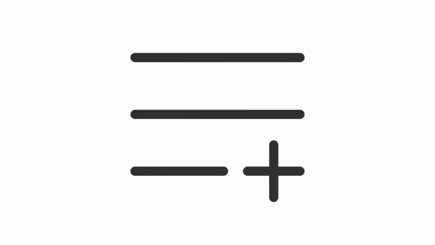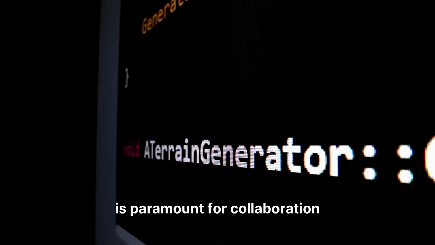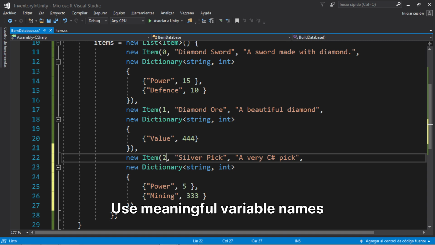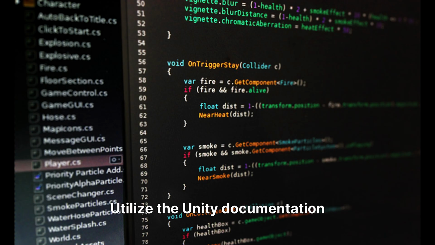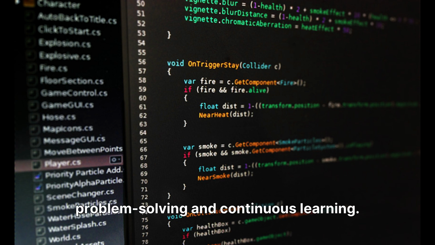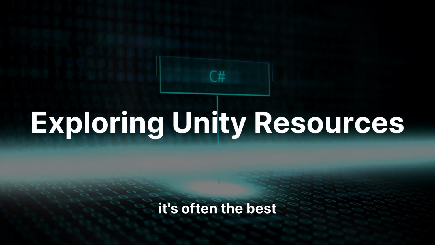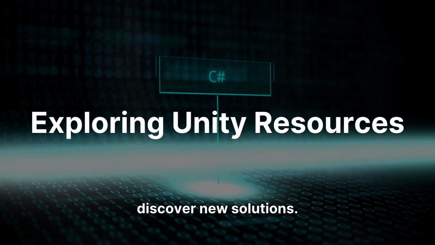Clear and concise code is paramount for collaboration and future updates. Always strive for readability and maintainability. Use meaningful variable names and consistent formatting to make your code easy for others and your future self to understand. Utilize the Unity documentation and online resources like forums and communities. They are invaluable tools for problem solving and continuous learning. Don't be afraid to experiment and break things. It's often the best way to learn and discover new solutions.